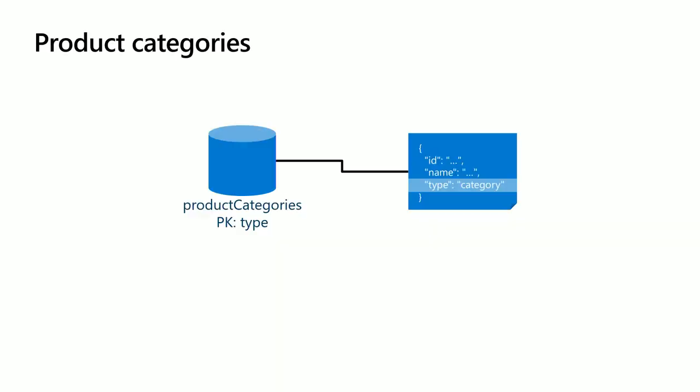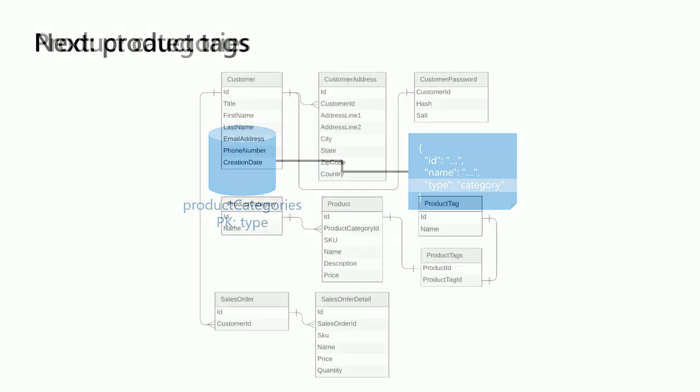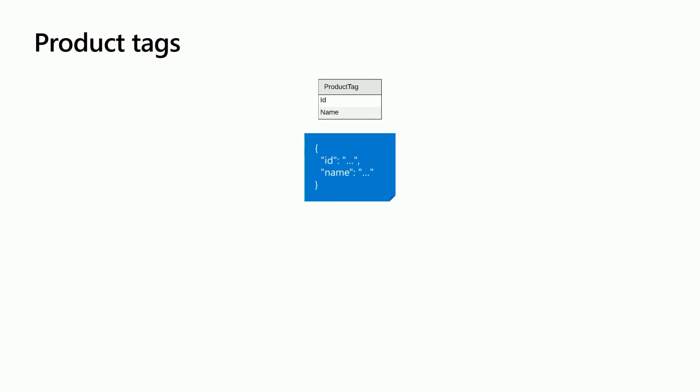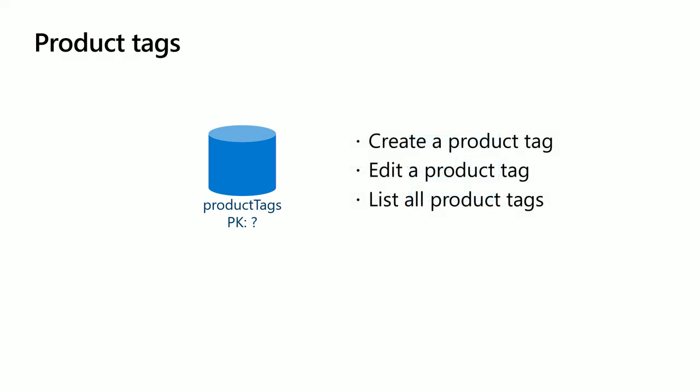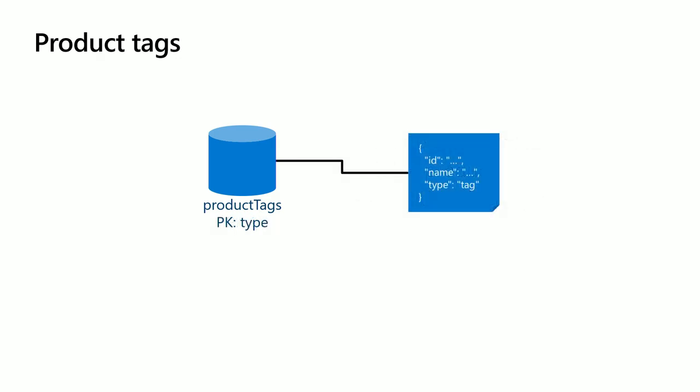I'm going to very quickly go over the tags because the tags is the very same story as the categories. I start by putting my properties in a JSON document. I will store that document in a new container, product tags, and looking at the different access patterns I need to fulfill with the tags, it is the very same as the categories: creating, editing, and listing all of them. So I'm going to use the exact same approach. I'm going to add another property to my tags, type tag.